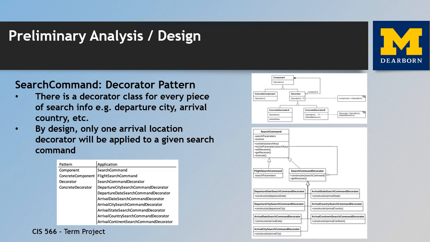So in the upper right, again, we see the generic pattern from our textbook, and then below that we see my modified decorator pattern. And so originally what was the component is now the search command that we saw in the previous slide. The concrete component is the flight search command, but now we see the decorators here. So the decorator is now the search commands decorator, and then I have this set of concrete decorators. So we have the departure city and the departure date decorators, and then arrival date decorator, and then an arrival city, arrival state, arrival country, and arrival continent are all available decorators as well.